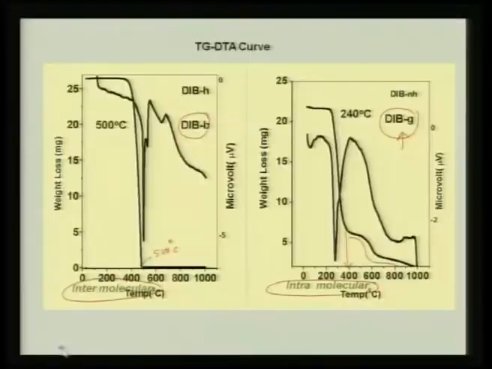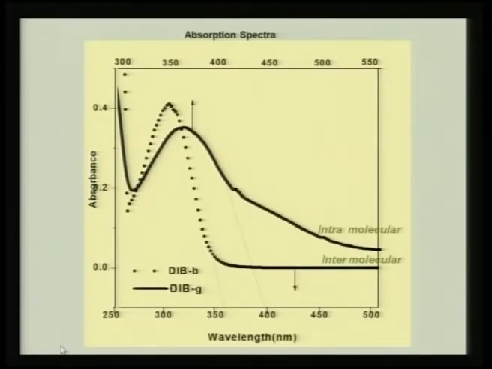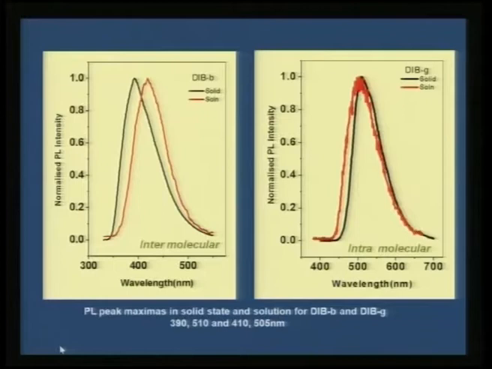As a result, you would see what happens to the absorption spectra. The intramolecular hydrogen bonded one absorbs up to 450 or so, whereas the intermolecular hydrogen bonded shows a very sharp optical bandgap, and that is narrow at 350 nanometers. And because of this reason, you would also see that the emission spectra is very clearly different. And what is the difference here?